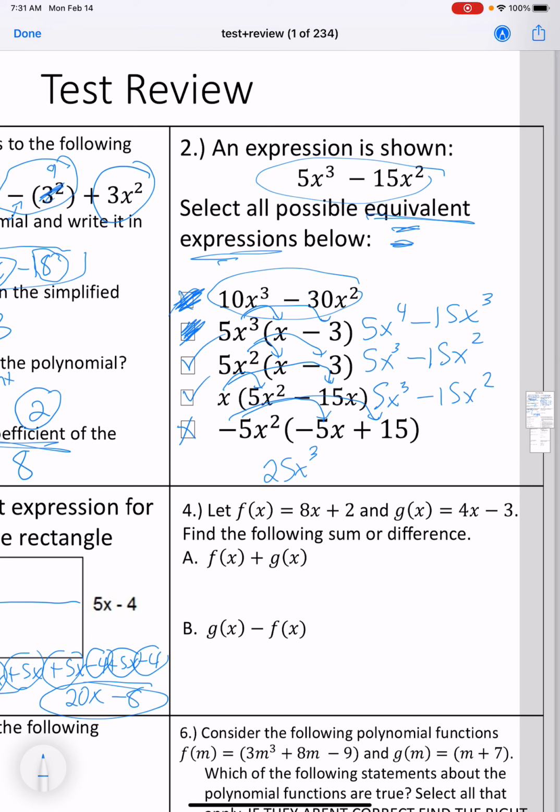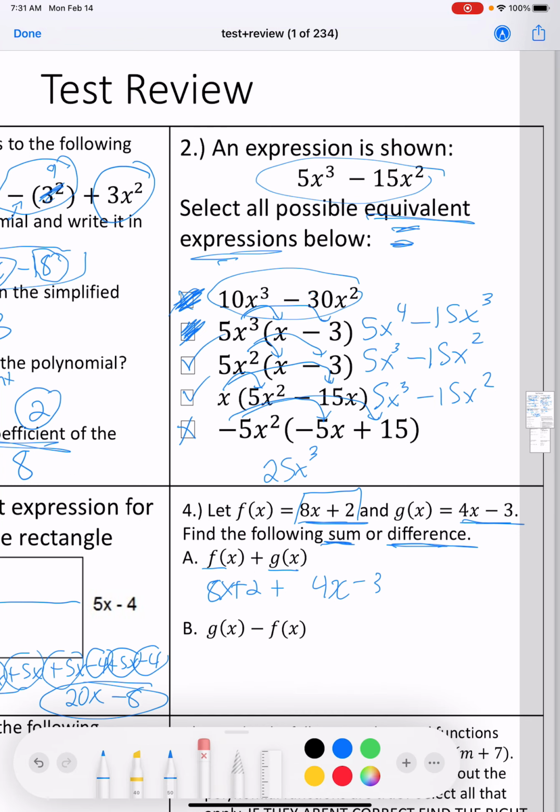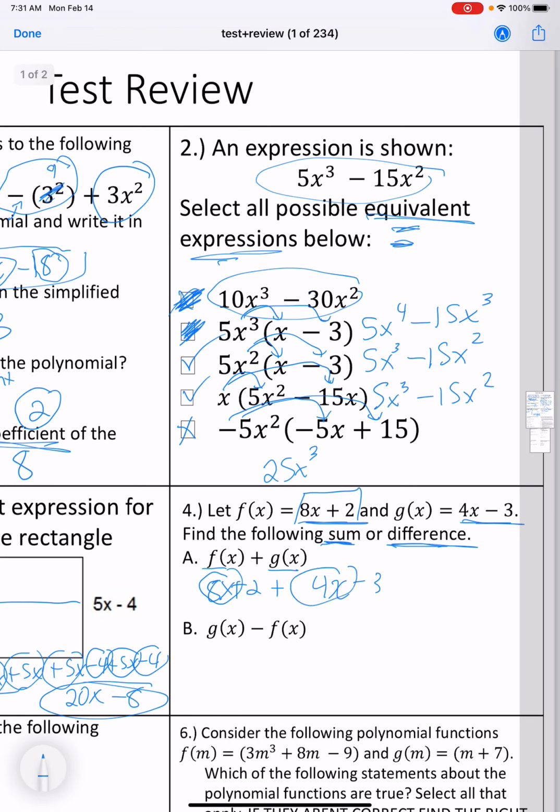These ones are just fancy ways to ask you to find the sum or difference between these 2 expressions. This first one is asking for the sum. It says f of x plus g of x. So we literally just take what f of x is. That's this right here, 8x plus 2. And then we're going to add it with what g of x is, which is 4x minus 3. Well, remember when we're adding, the parentheses don't really matter. They just can go away and we combine those like terms. So we got 8x plus 4x makes 12x, and 2 plus negative 3 makes negative 1.